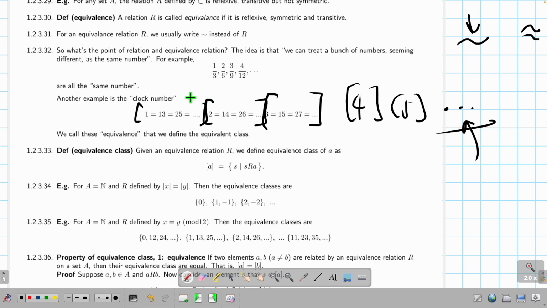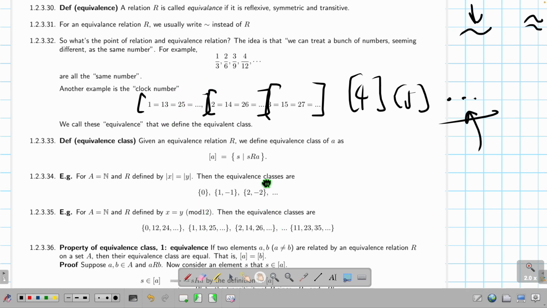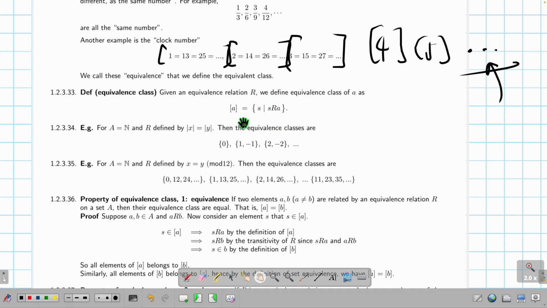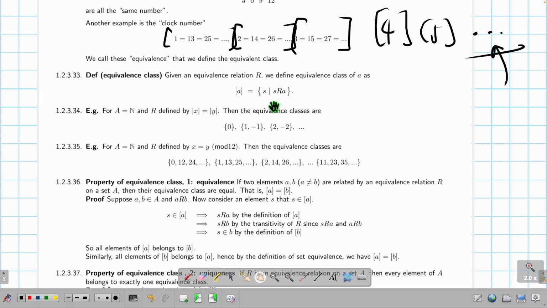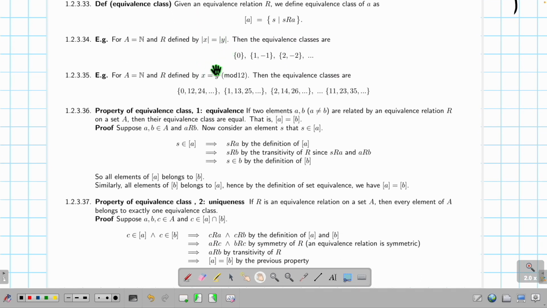So when we are talking about a number, we are not talking about one thing. We are talking about infinitely many things. And we write square brackets to mean this. A square bracket means anything else such that this is true. This is an example: square bracket 1, I will have 1, 13, 25, and then plus 12, plus 12, plus 12. So it's a set of infinitely many numbers.